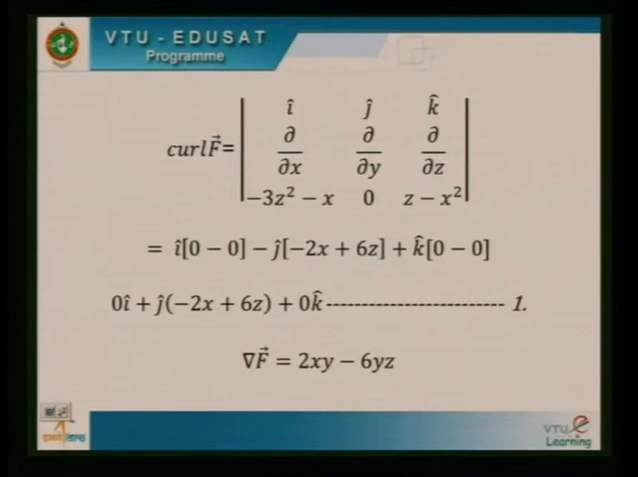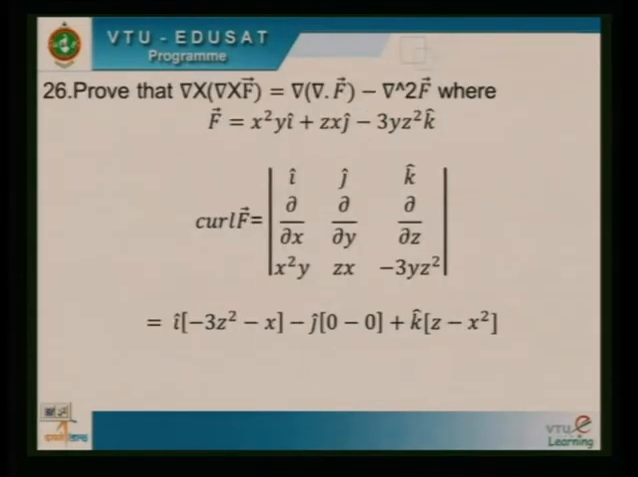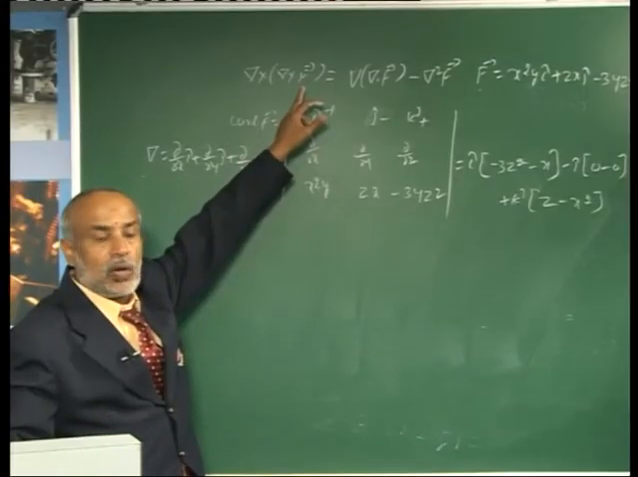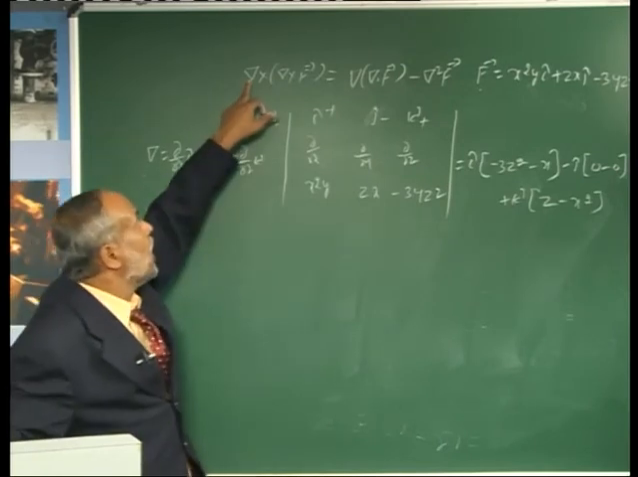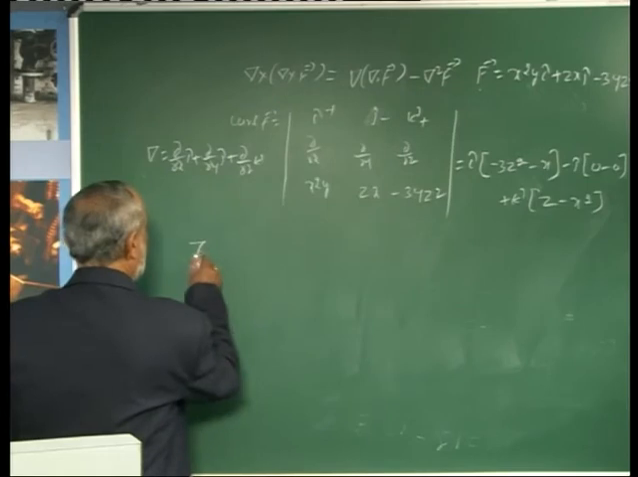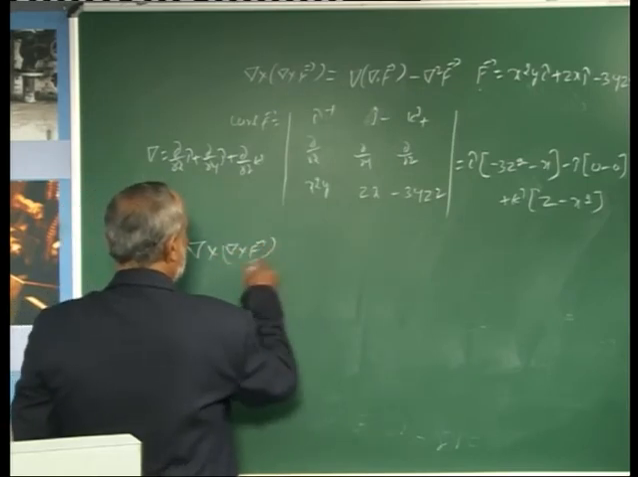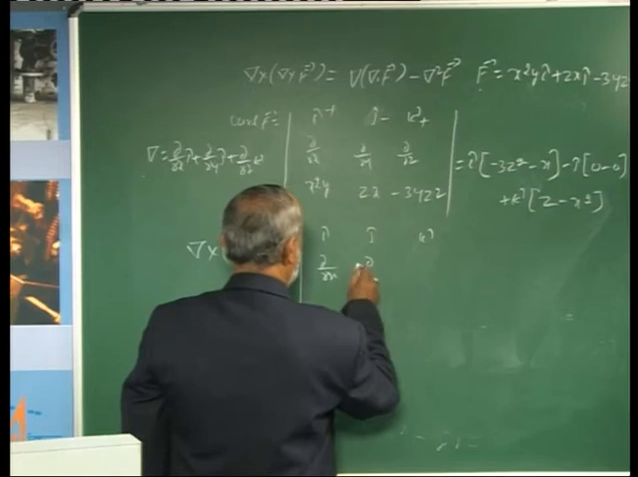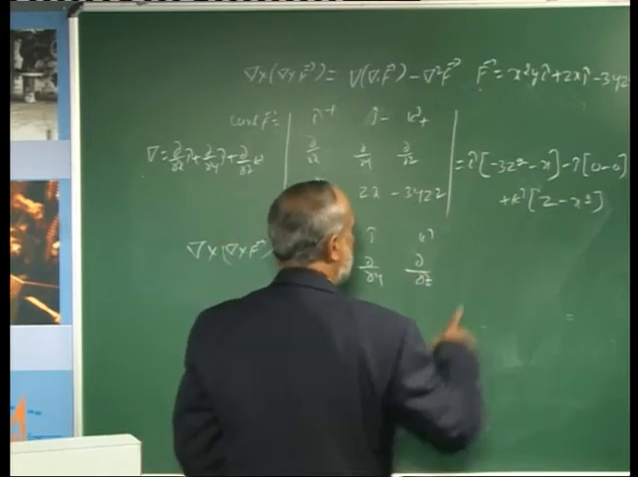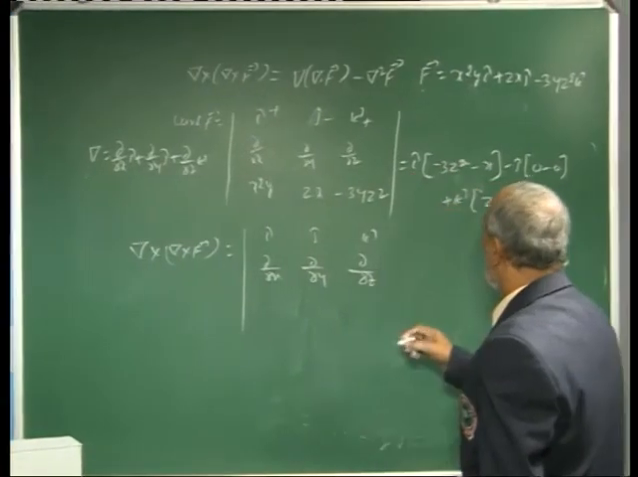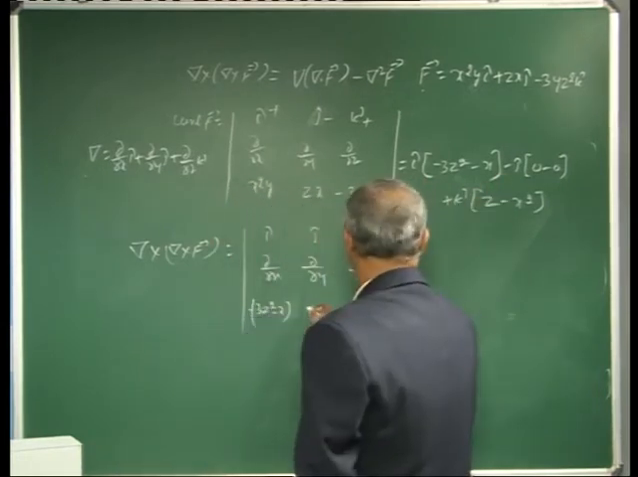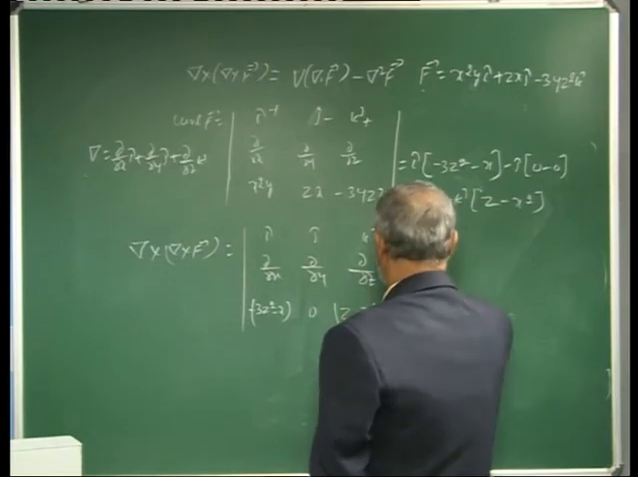See, now you have to find out the curl of curl f vector, because you have to prove that. The curl of curl f vector, that means del cross f vector, equals the determinant i cap, j cap, k cap, ∂/∂x, ∂/∂y, ∂/∂z. Now the i component is minus 3z squared minus x, then the j component is 0, next z minus x squared. This is the curl f vector.